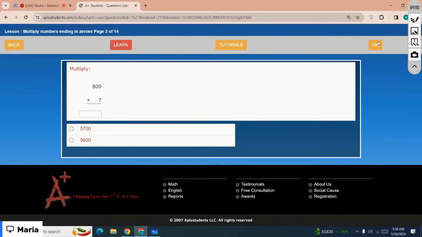7 times 8 is... you have to do 7 times 8, right? 7 times 8 is 56. You have two zeros, so just add two zeros. So option number 2 is the correct option. That is 5600.